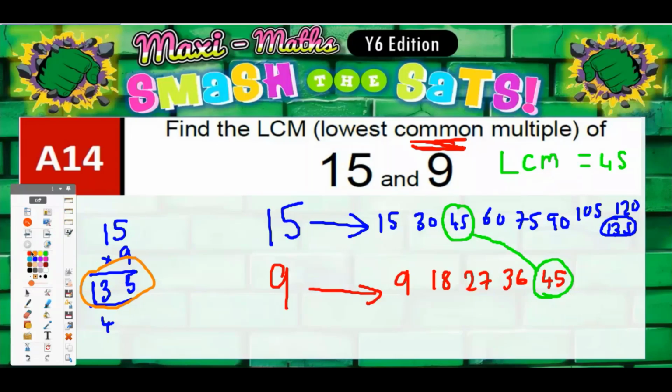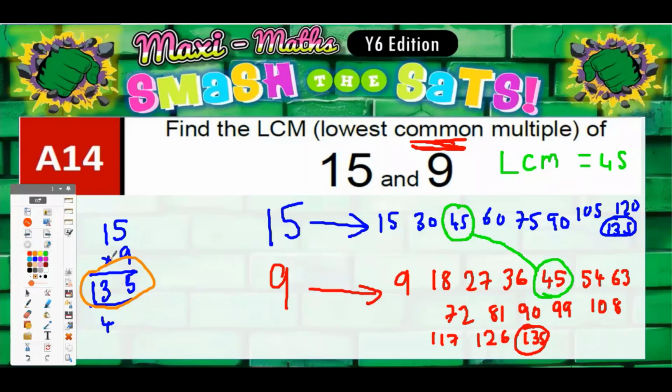And as you kept going up in 9s, you would have gone 54, 63, 72, 81, 90, 99, 108, 117, 126, and 135. So you would have had to go up a long way before you got 135 in both lists. There are other multiples as well. You can see 90 is also a common multiple because that's in both lists, but we're looking for the lowest one. So the final answer to this question was 45.